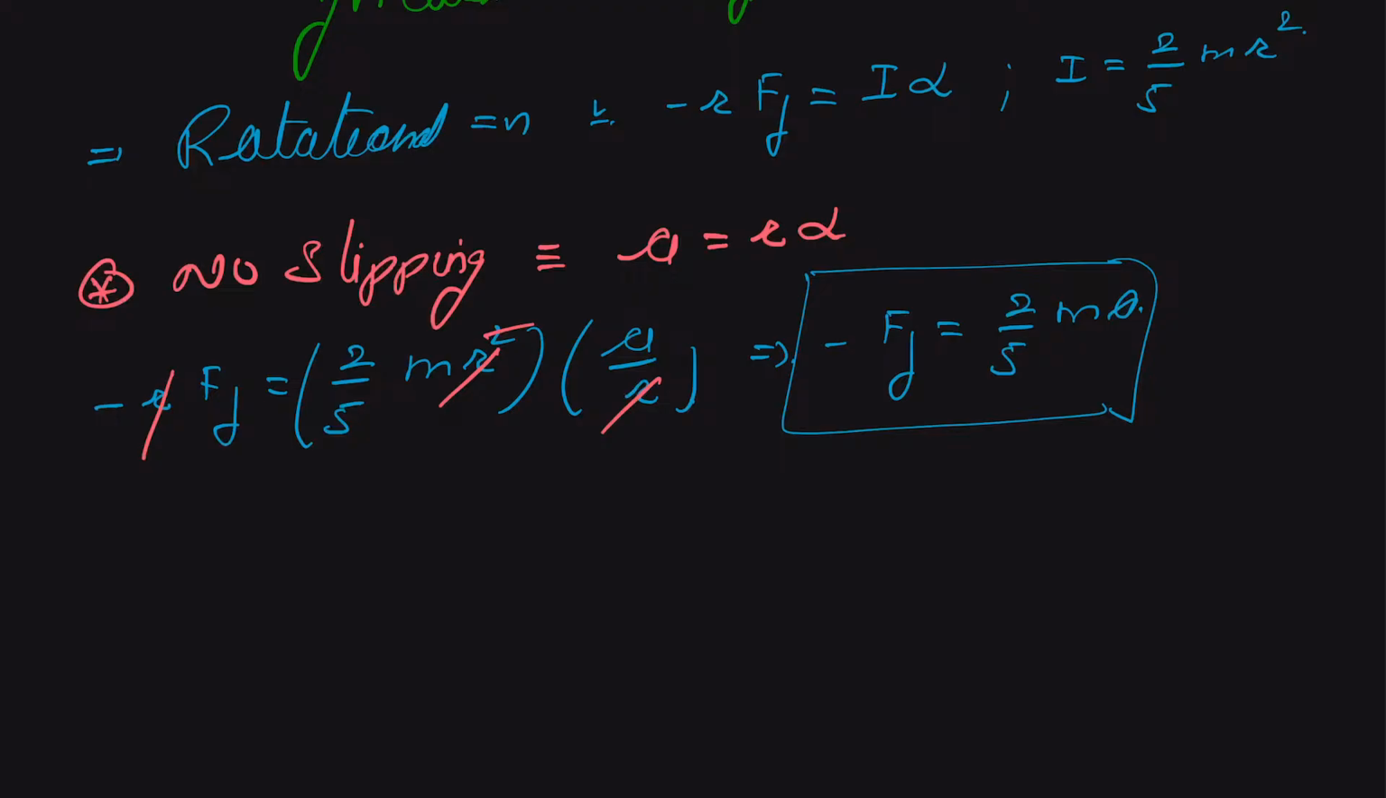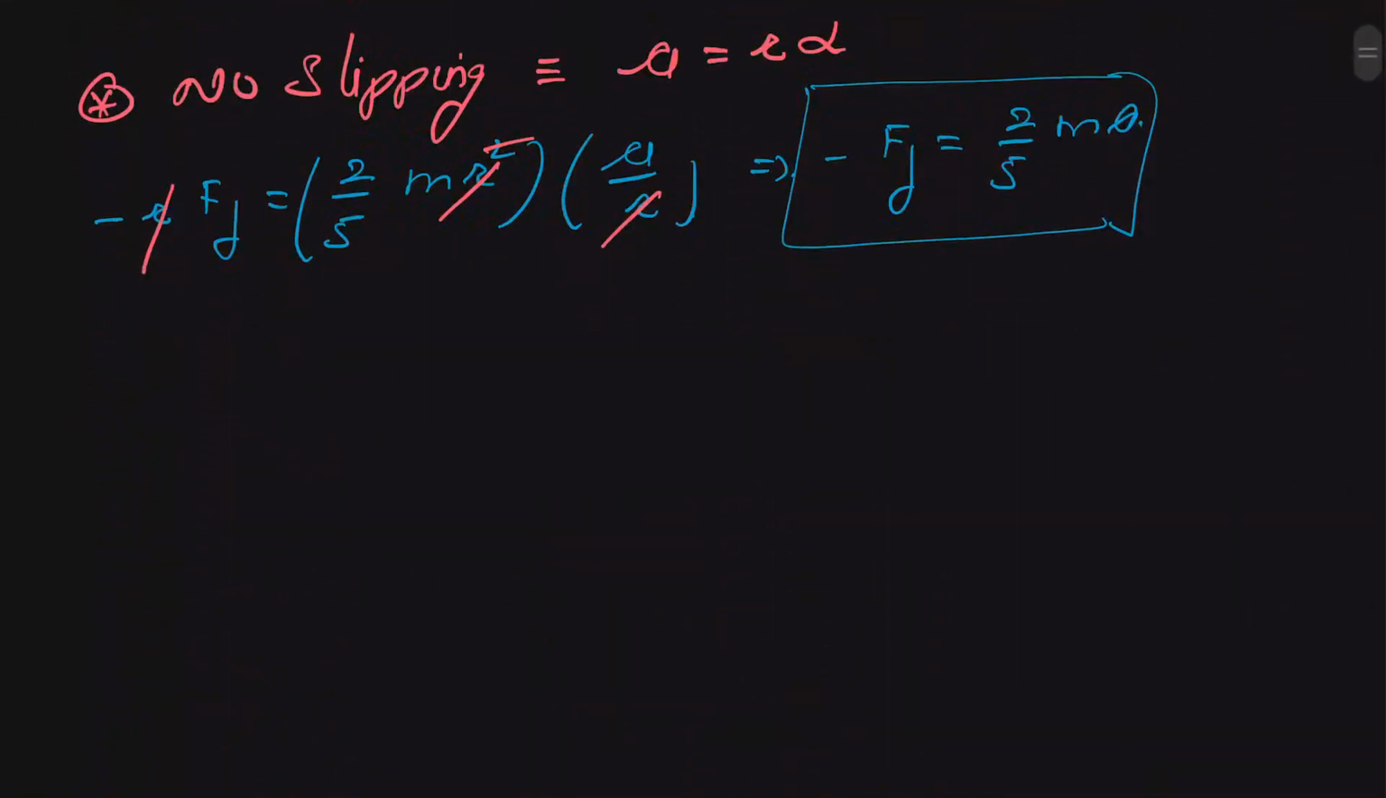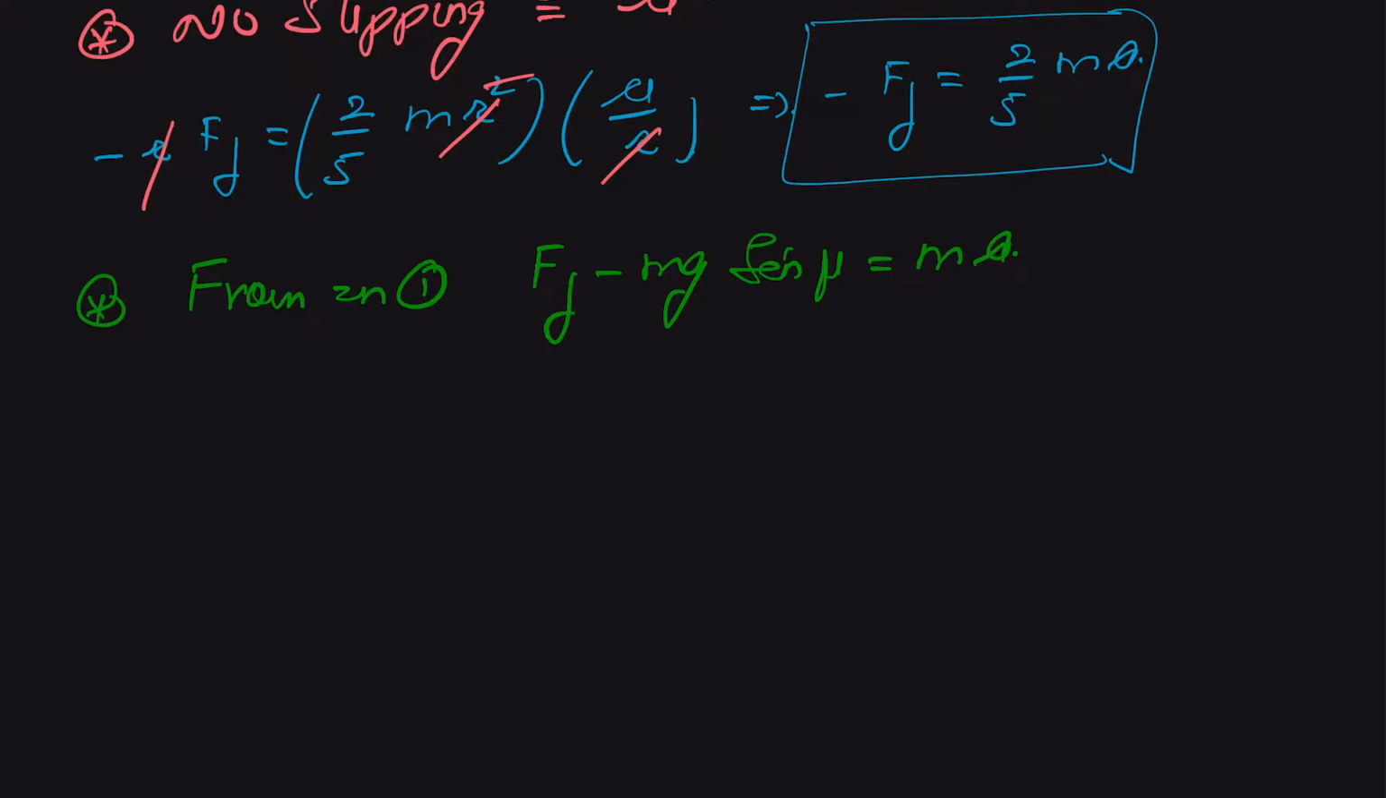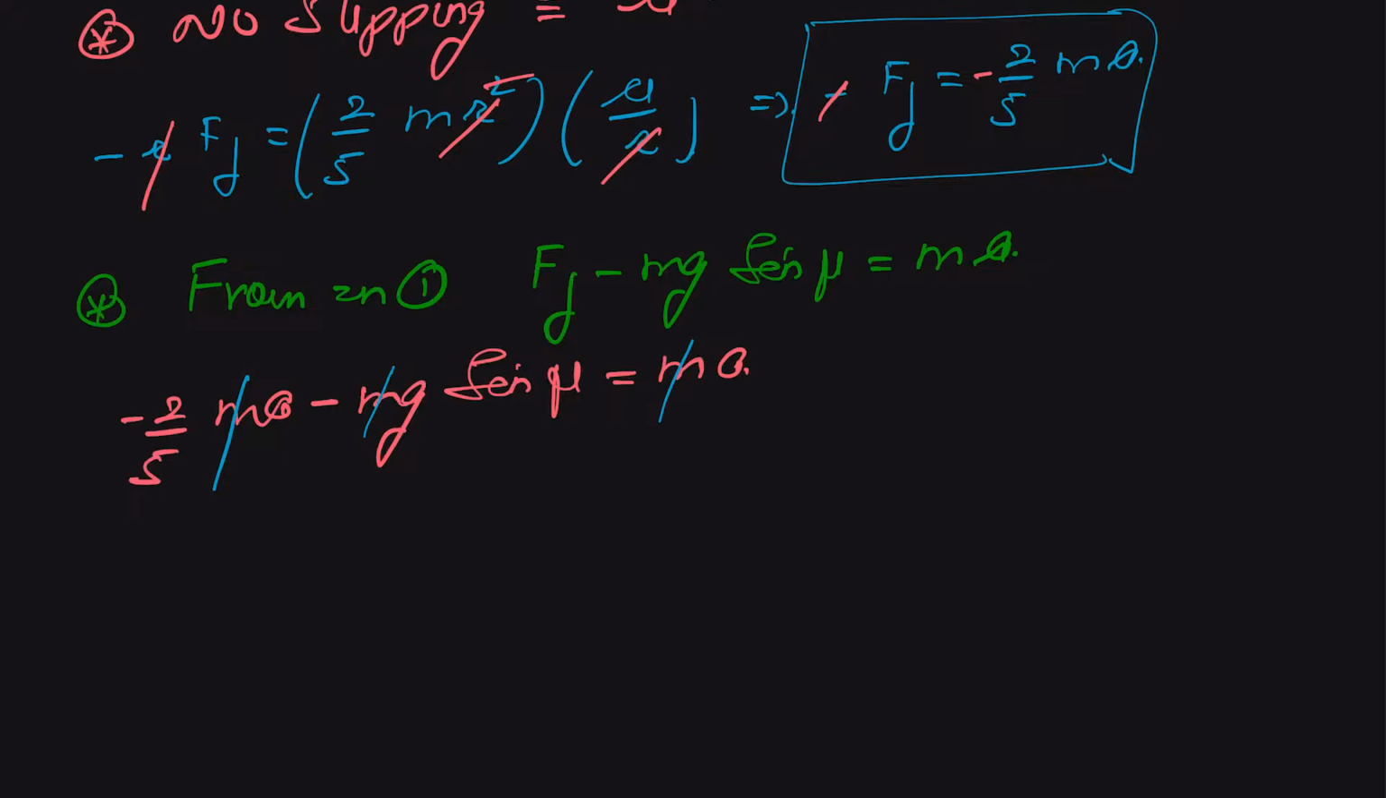And now we can substitute into our original force equation, that is equation number 1. So from equation 1, let me once again write this as f of f minus mg sine of mu is equal to mass into acceleration. This is our equation 1, and in this equation we can substitute easily our value of friction, so we can just put minus on the other side. So we get minus 2 upon 5 mass into acceleration minus mg sine of mu is equal to ma, and this mass cancels out throughout, and we can combine our acceleration term.